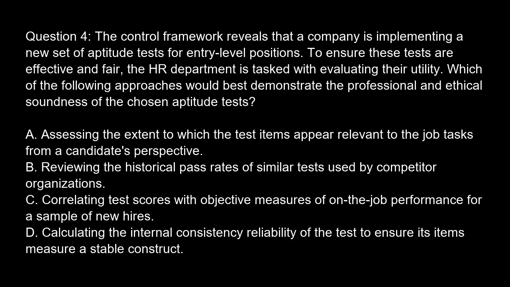Option A. Assessing the extent to which the test items appear relevant to the job tasks from a candidate's perspective. Option B. Reviewing the historical pass rates of similar tests used by competitor organizations. Option C. Correlating test scores with objective measures of on-the-job performance for a sample of new hires. Option D. Calculating the internal consistency reliability of the test to ensure its items measure a stable construct.